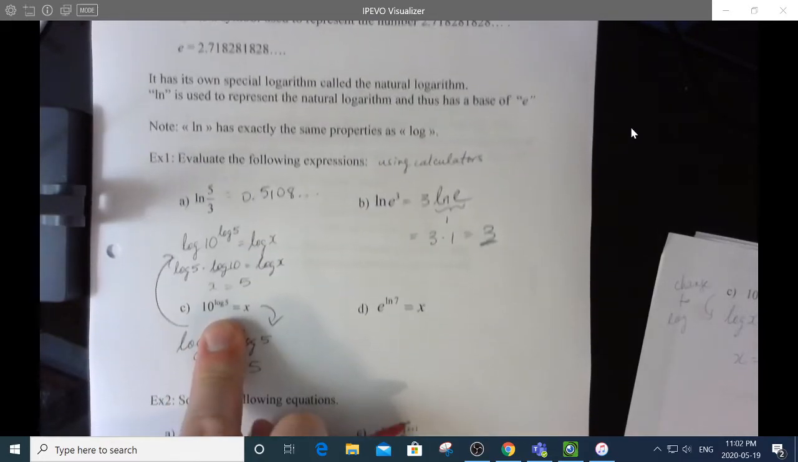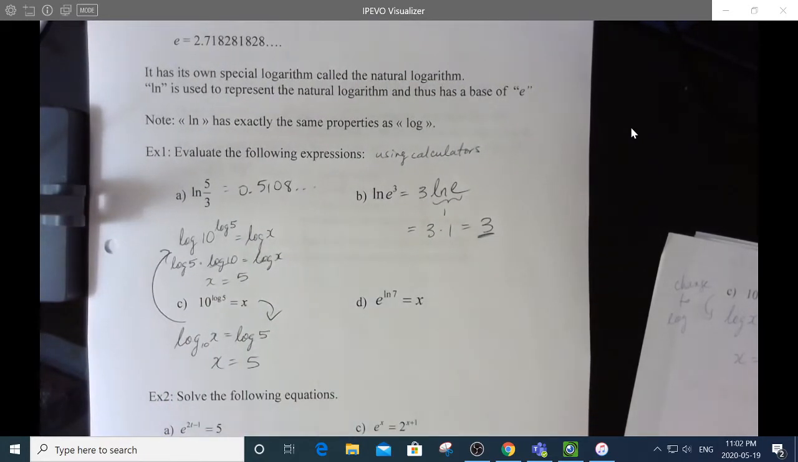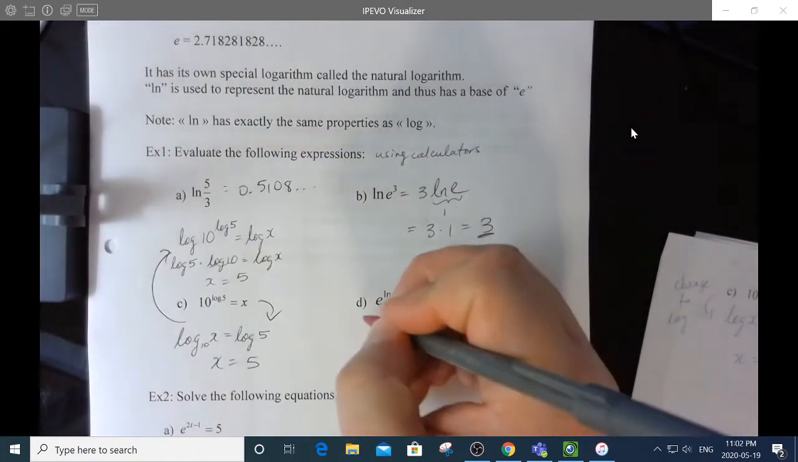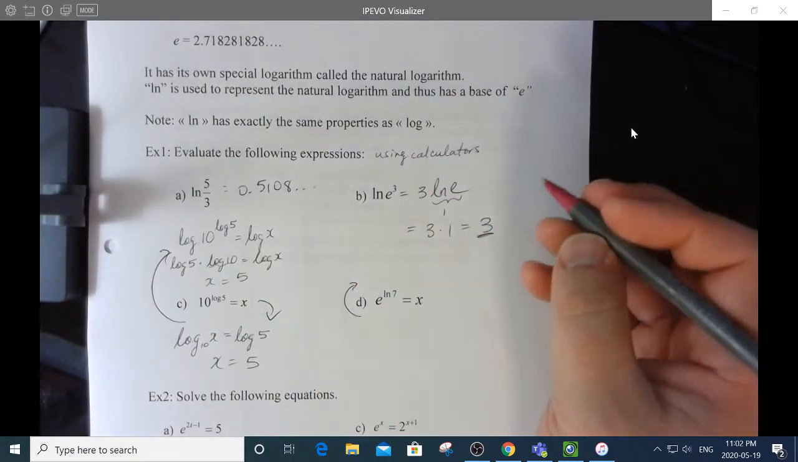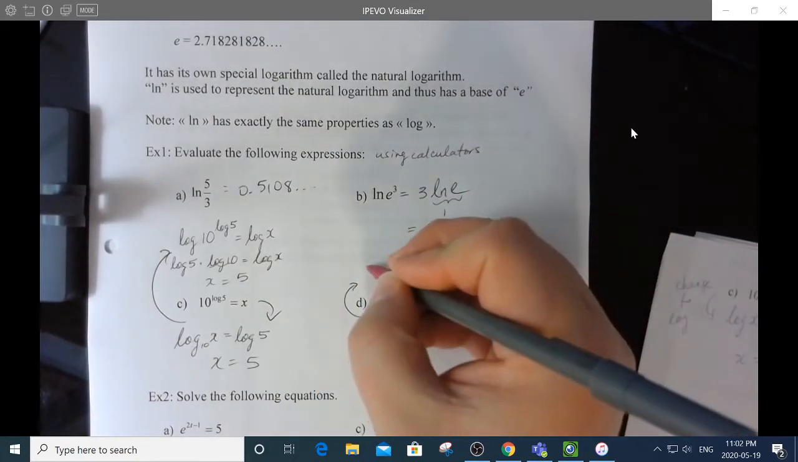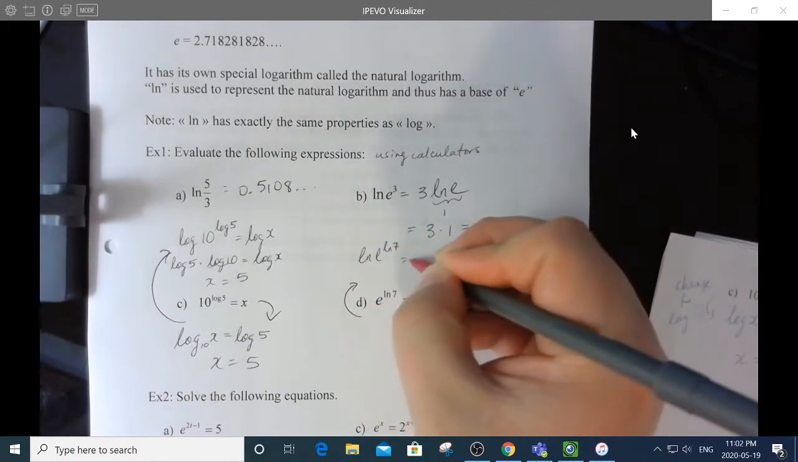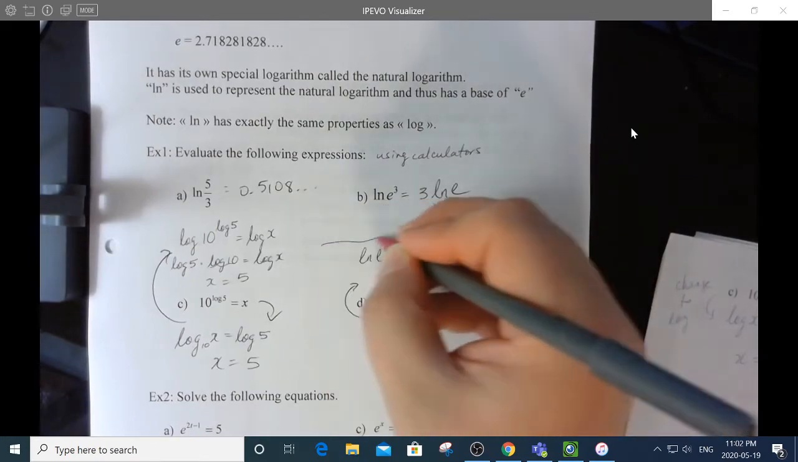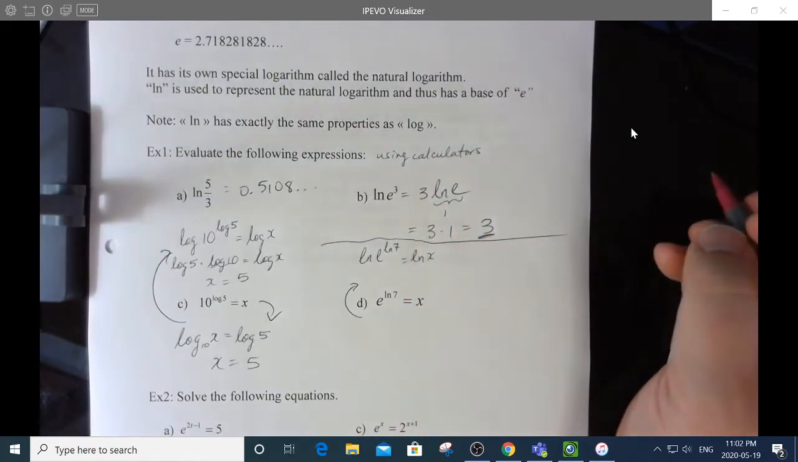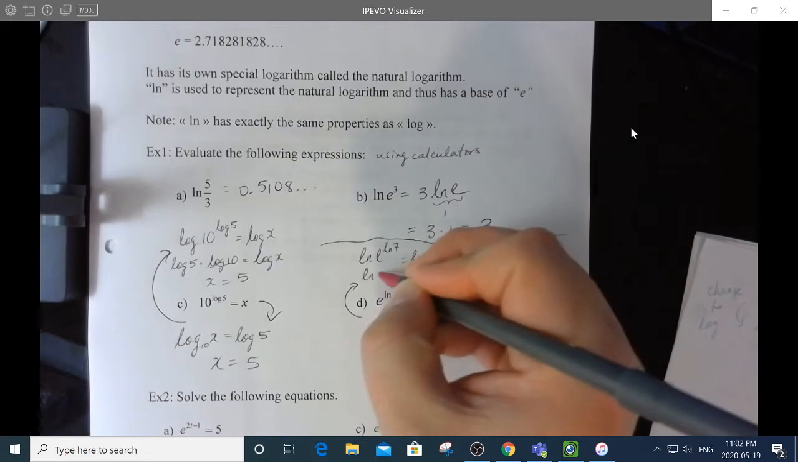That works for regular logarithms, and it also works for natural logarithms. So again, let me do this both ways. First, I'll do it the more complicated way. I'll take the natural log of both sides of the equation. So it's ln of e to the ln 7 is equal to ln x. I don't want to run into that one. So then this becomes the coefficient.